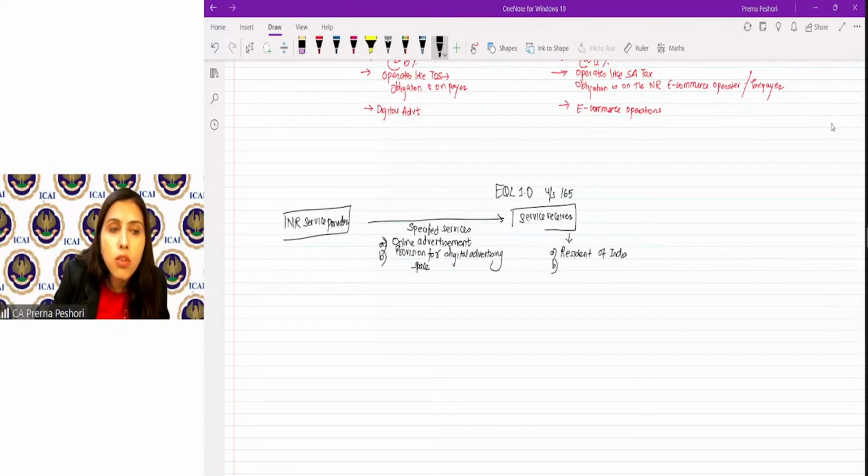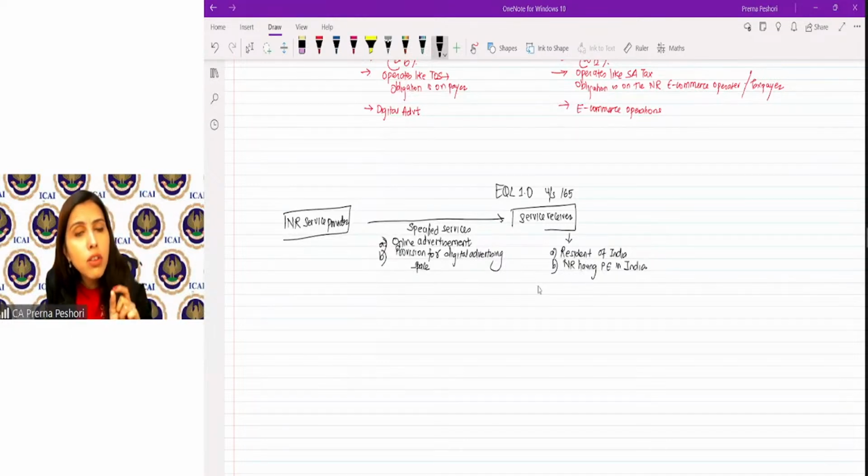Secondly, a non-resident having a PE in India. Service provider has to be a non-resident. Service recipient is going to be a resident, or it is going to be a non-resident having the PE in India. So one non-resident providing services to another non-resident having a PE in India, that will also be subject to equalization levy.